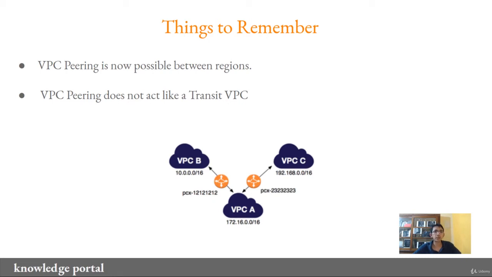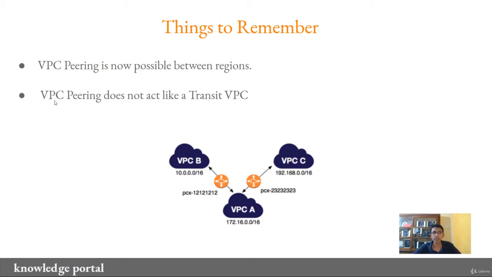Now there are certain important pointers that you need to remember. First one is that VPC peering is now possible between regions. Earlier this was not possible. Let's say that you have one instance in North Virginia and a second instance in Tokyo. Earlier you could not perform VPC peering there. However, now you can go ahead and also peer the VPCs between regions, similar to what we looked into in today's demo. Here you can also perform VPC peering between multiple accounts.